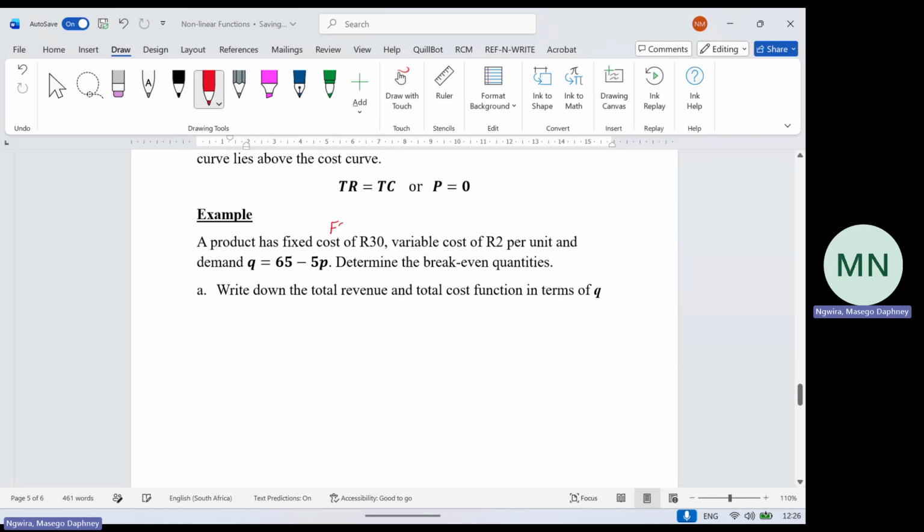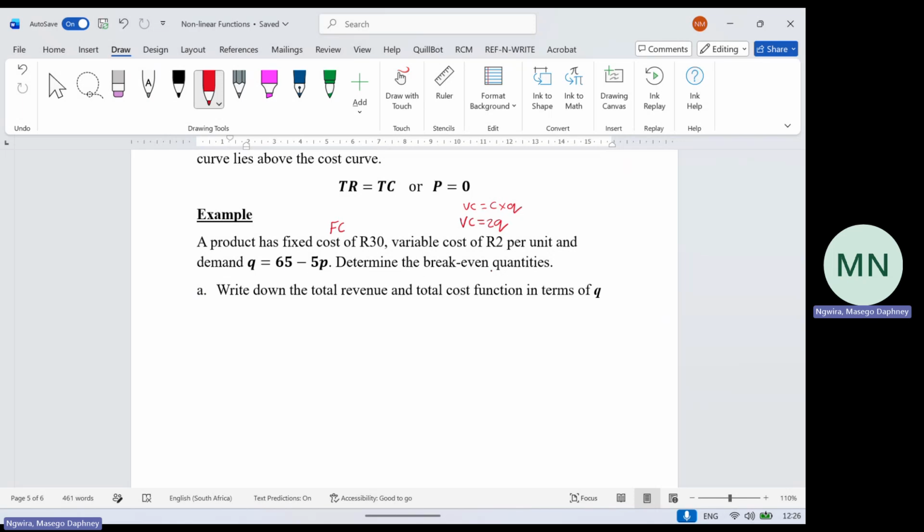We did this, remember? The variable cost per unit is 2 rand per unit. So this is VC, and remember VC will be 2Q. We did this. C times VC is equal to C times Q. And the demand Q is given in terms of P.